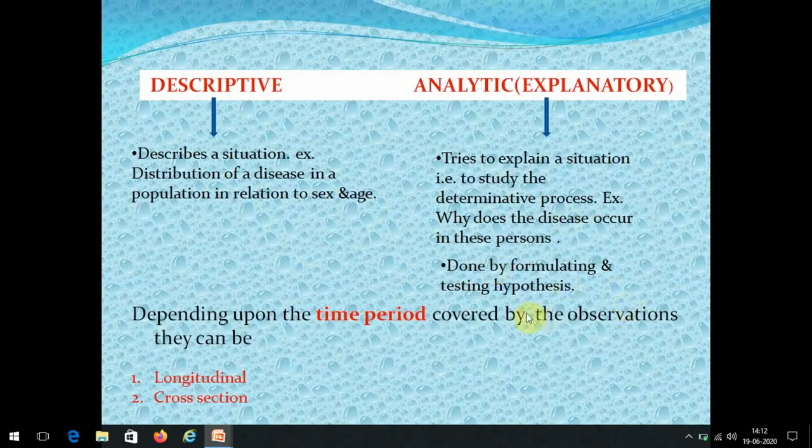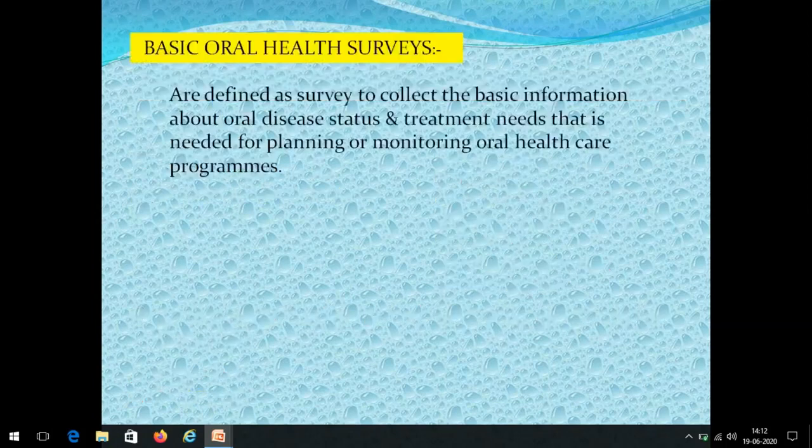And if it is based on the time period, we have basically two types, that is longitudinal and cross-sectional. Longitudinal is nothing but a follow-up study. Cross-sectional is only one point of time. We'll be checking the data of a population.